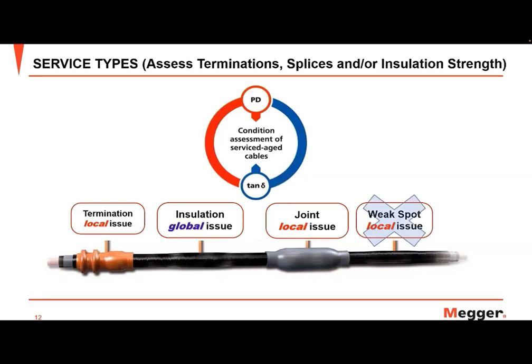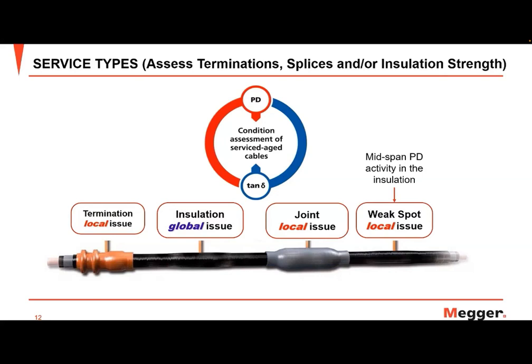If we look at the condition assessment of service age cable, again, kind of just visually showing what I said earlier, we can determine the global condition assessment of the insulation of the cable, and as well as still with the partial discharge, we can determine the condition of the joints, splices, and terminations to determine that there were no workmanship errors that may lead to a defect in the future. Now you can see the weak spot is X'd out, but in reality, we can find mid-span PD activity in the insulation, joints or splices or terminations.